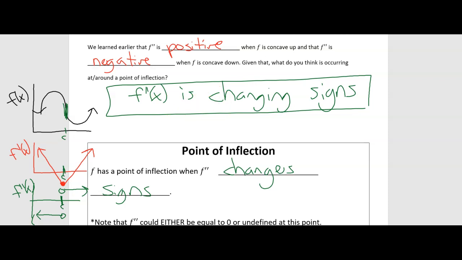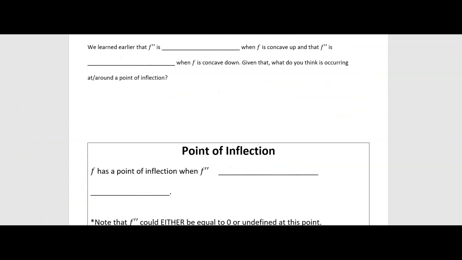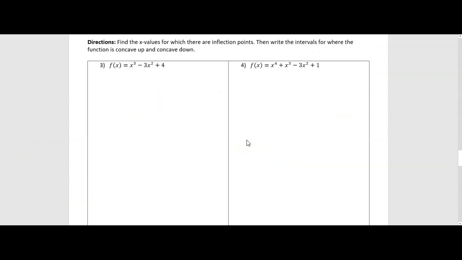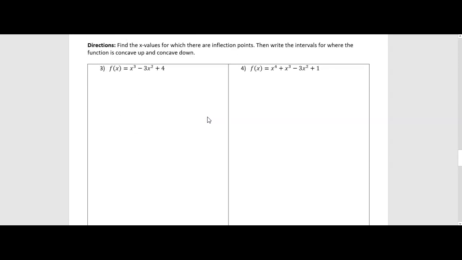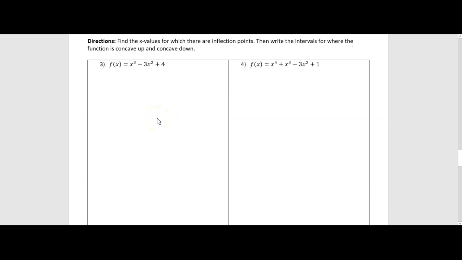Let's finish off this video by doing one or two practice problems with points of inflection. So we're going to do number 3 to start off with. We just need to find the x values where there are inflection points. And we also need to write the intervals for where the function is concave up and concave down. So pause the video, take some time to work through this one. We are also going to do number 5. So if you want to try to do both of those at the same time, that's fine. We're going to go over both of those before I end this video.